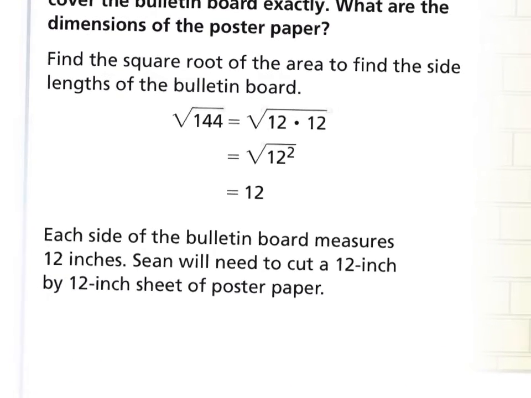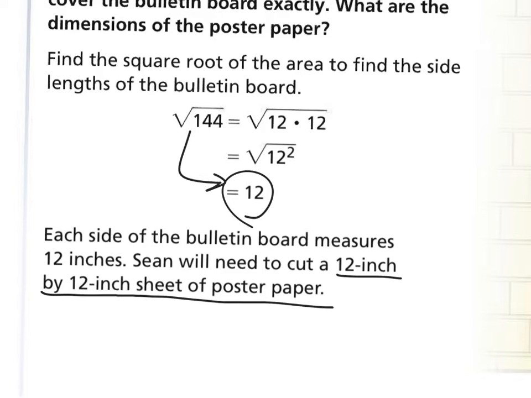So square root of 144, and if you figure this out, I'm okay with you guys just going straight to the answer. Square root of 144 is 12, and so this would be a 12-inch by 12-inch sheet of poster paper.